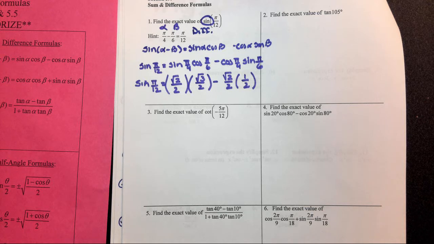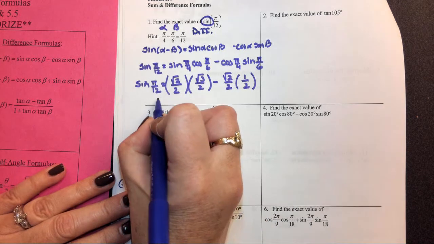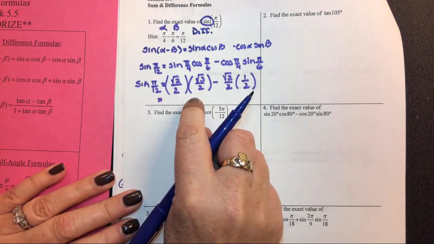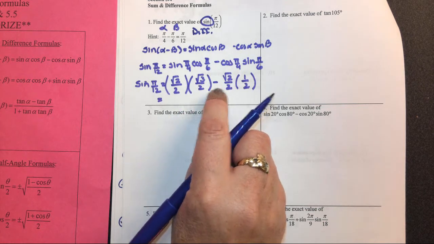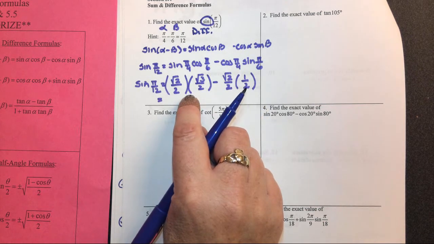Any questions on what I've done? Now I need to clean this up. How do you multiply fractions together? Remember, follow your order of operations: you want to multiply before you subtract. How do you multiply fractions together?